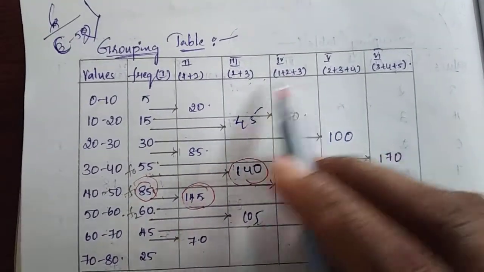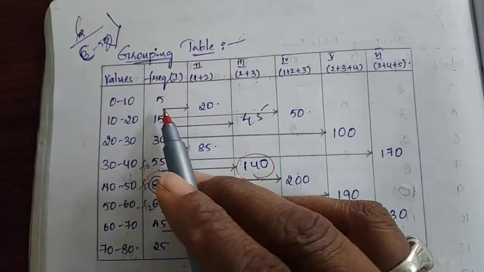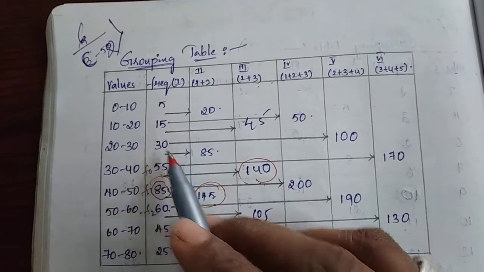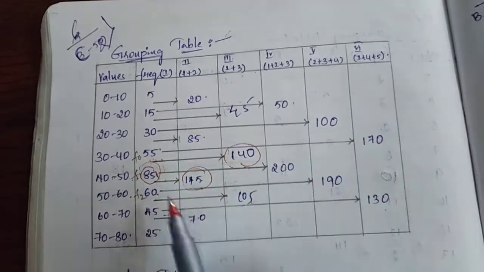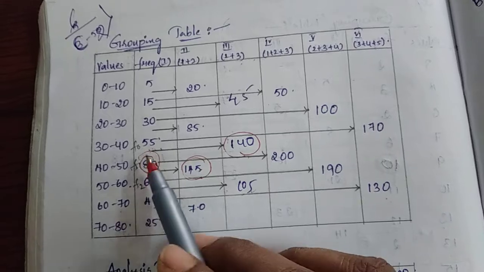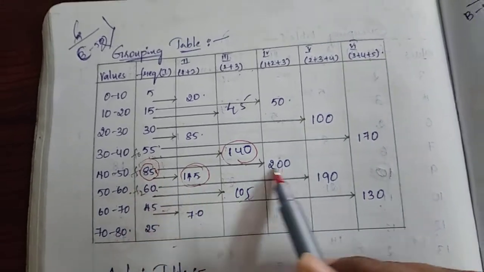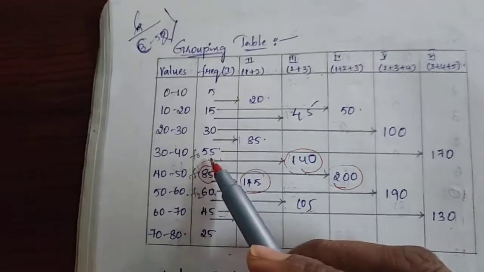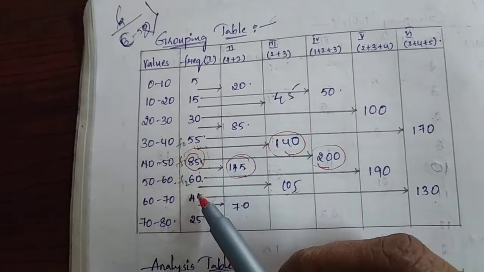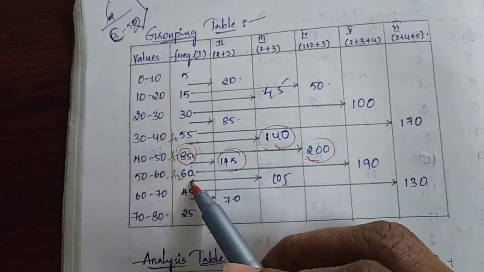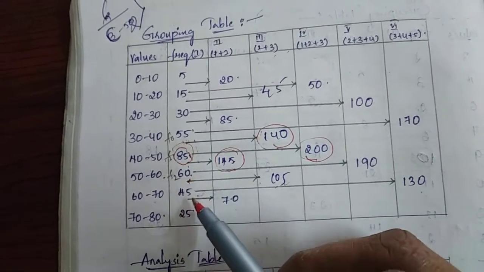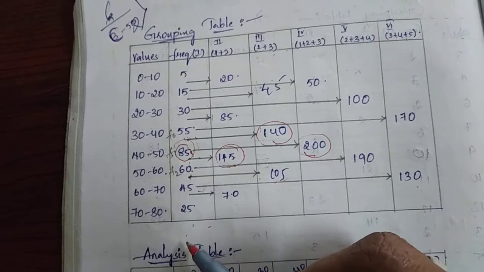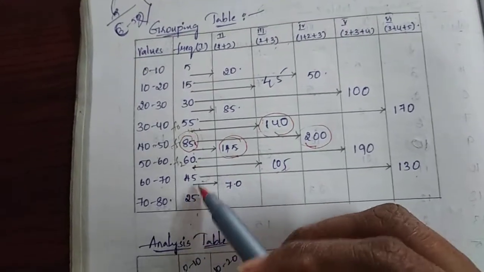Fourth column, 1 plus 2 plus 3. 5, 15, 30: how much is that? 50. Next 3: 55, 85, 60. How much did we get here? 200. So in this column, 200 is the higher value. How did we get the 200? By adding 55, 85, 60. The last leftover is 45 and 25, and here we don't have another value, so no need to add these.